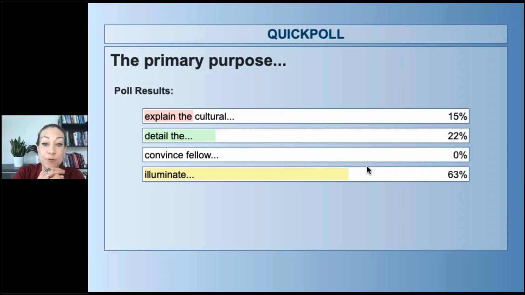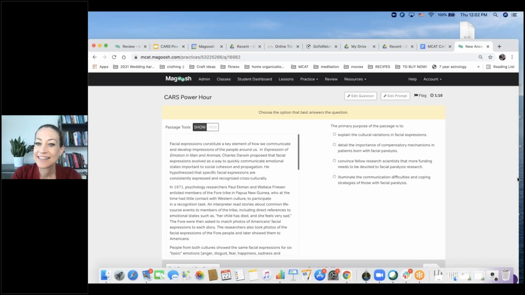Okay, and 63% of you said D, illuminate, and that is correct. And that again is a little bit higher correct response rate than what we've seen with students. So this is like the high 50%. Let's see, get these windows out of the way.